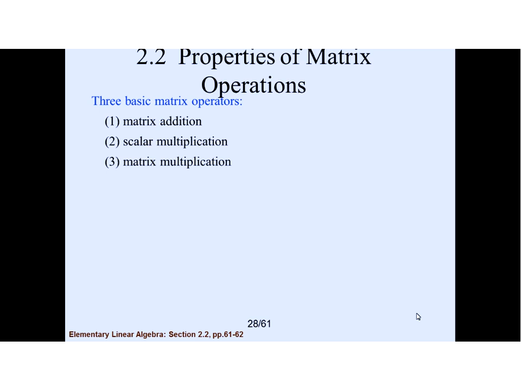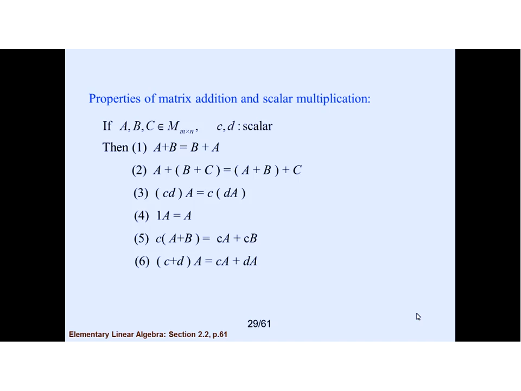Properties of matrix operations. There are three basic matrix operations: matrix addition, scalar multiplication, and matrix multiplication. The zero matrix is denoted by 0 of size m cross n. The identity matrix of order n is denoted by I. And properties of matrix addition and scalar multiplication.